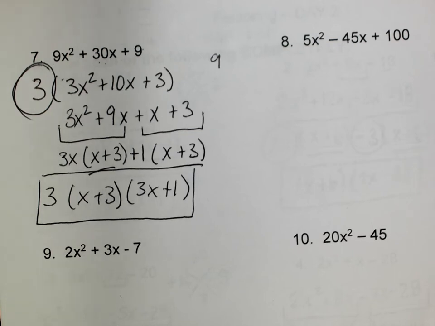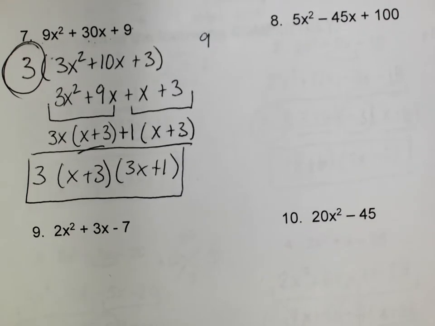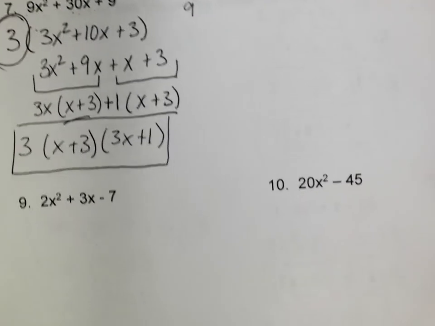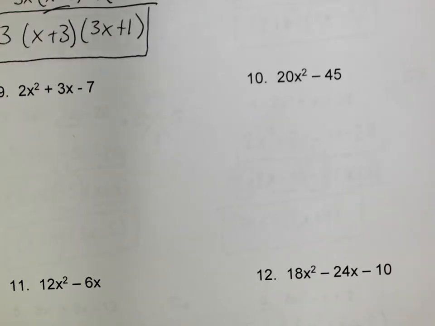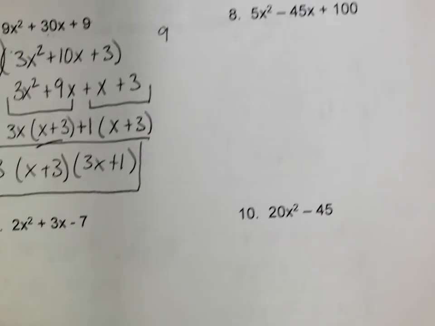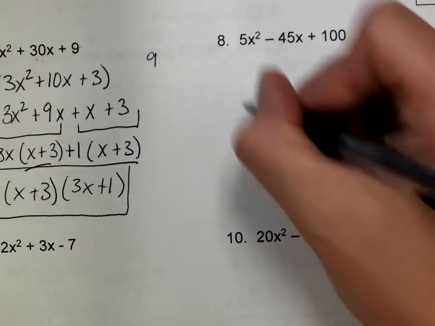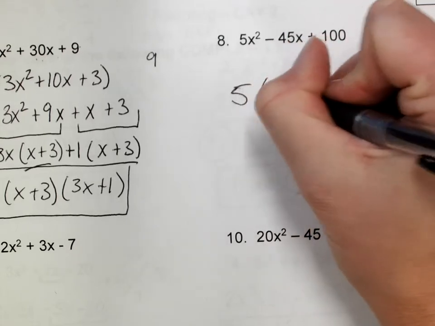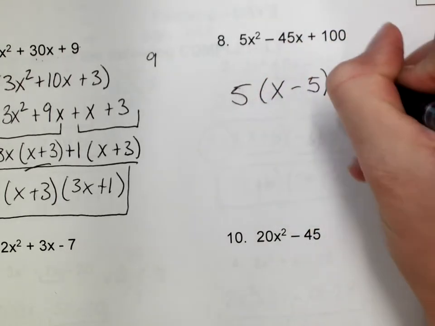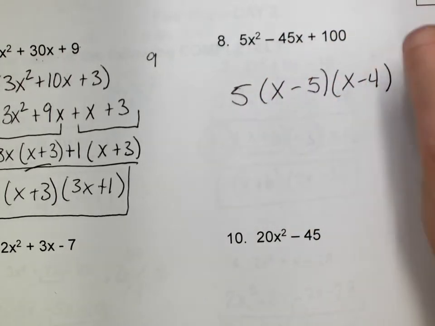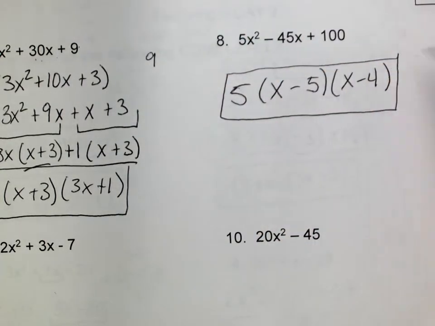Same thing on question number 8. Don't forget to take your greatest common factor out. I would like you to go ahead and pause this video and see if you can work these last 5 questions on your own, because they're all kind of review type questions. All right, I'm going to go ahead and write down your answers here. If you factored this one correctly, you should have gotten 5 times x minus 5 times x minus 4. Don't forget to put that greatest common factor of 5 out in front.